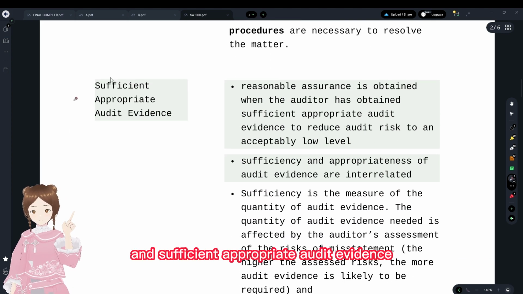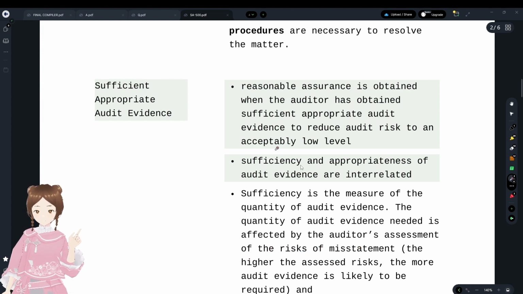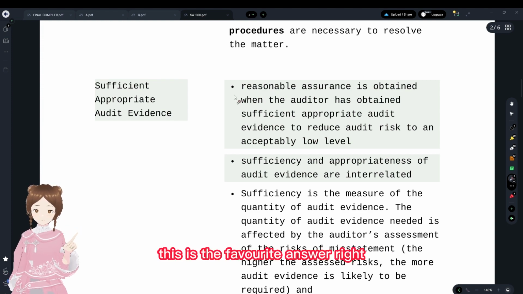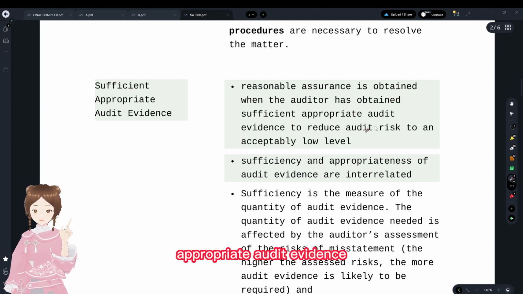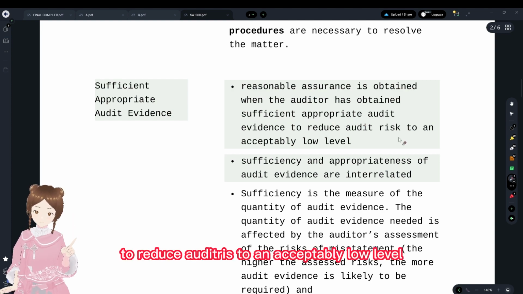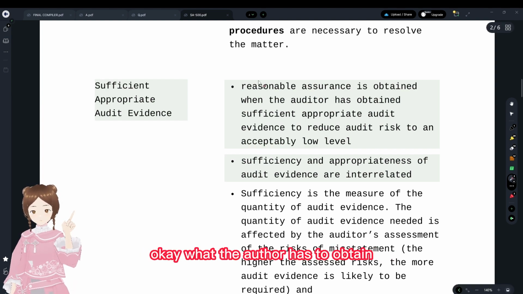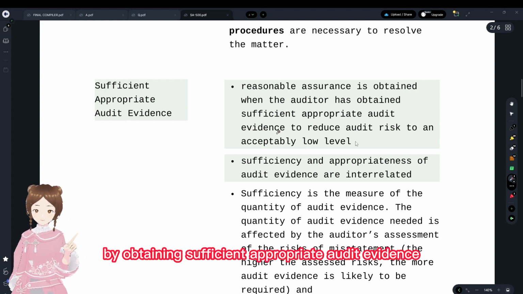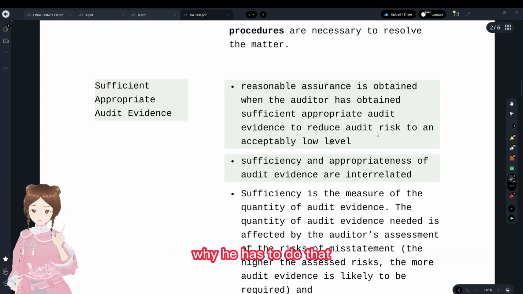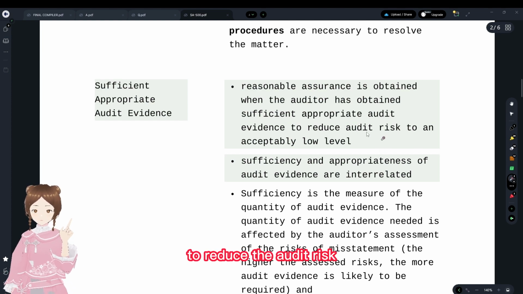And sufficient appropriate audit evidence. This is the favorite answer, right? Reasonable assurance is obtained when the auditor has obtained sufficient appropriate audit evidence to reduce audit risk to an acceptably low level. What the auditor has to obtain is reasonable assurance. How does he obtain that? By obtaining sufficient appropriate audit evidence. Why does he have to do that? To reduce the audit risk.